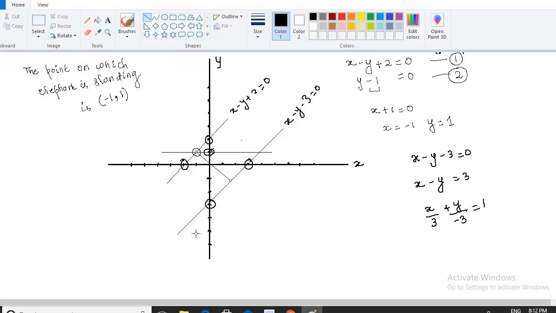Now someone may ask, can the elephant make a curve? He can also walk like this. The elephant can also walk like this. No, he will never walk like this, because it will not give us the shortest path. So for making the shortest path, he has to cover, first of all, a straight line.